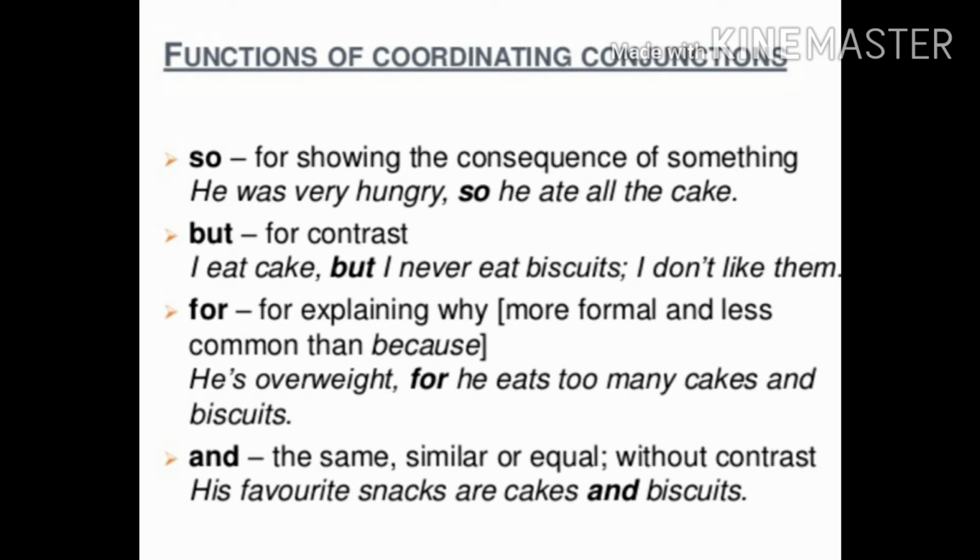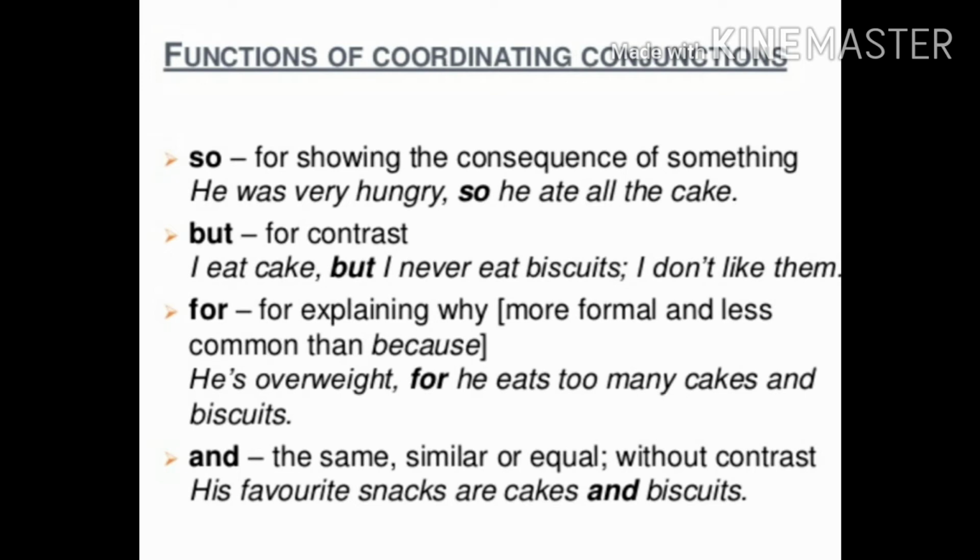Next conjunction is but. But is used to show contrast. I ate cake, but I never eat biscuits. Now we show the contrast that I eat cake, but I never eat biscuits. Next conjunction is for. For is used for explaining why. It is more formal and less common than because. He is overweight, for he eats too many cakes and biscuits.